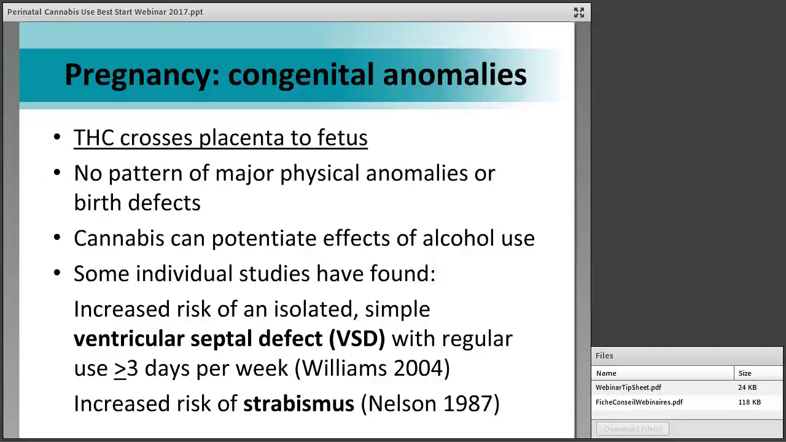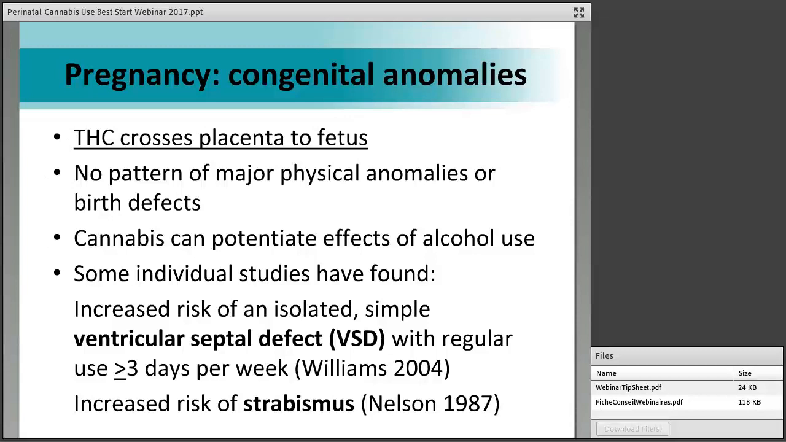There are also individual studies, and again, these are older studies. One of them in 2004 reported an increased risk of a heart defect, called VSD, or ventricular septal defect, in women who were using cannabis during pregnancy. This is based on just 2 studies, not high-quality studies, unfortunately. In one of the studies, too, there was some alcohol use. So again, it's unclear whether it's the cannabis effect or the alcohol effect.